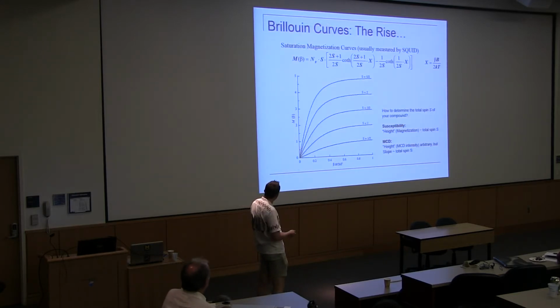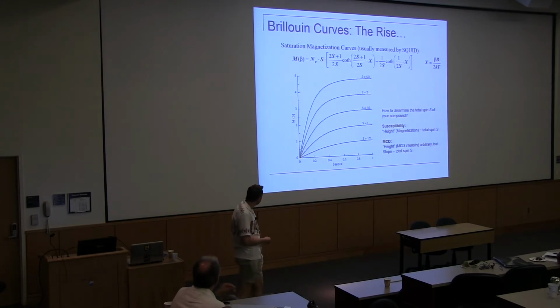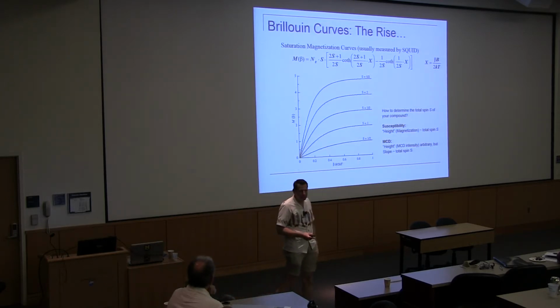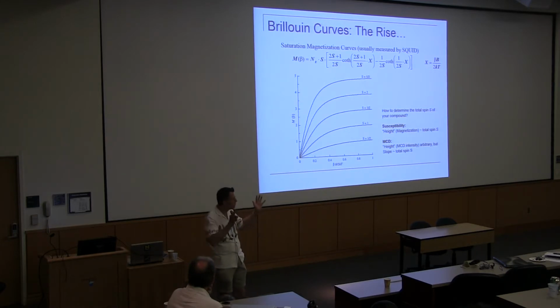So here's a picture then of the Brillouin curves. Of course, when you measure magnetic susceptibility, you can look at the magnetic susceptibility here, and these are the Brillouin curves for different spin states. If you essentially know the height of the curve, that will tell you what the total spin in your sample is. Of course, things are a little bit more sophisticated, but just broadly speaking.